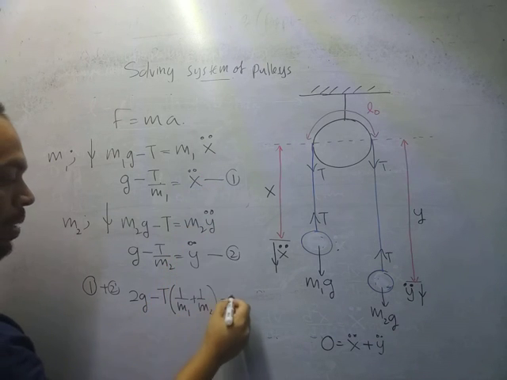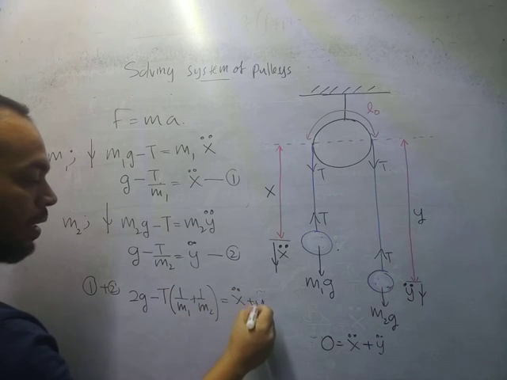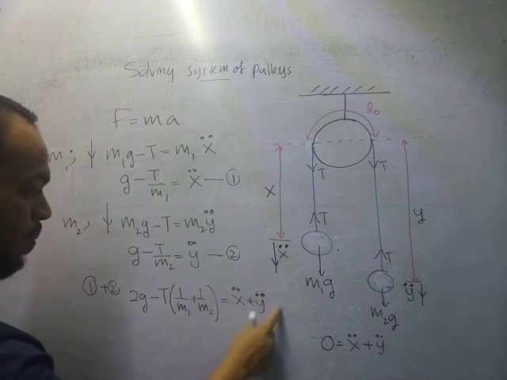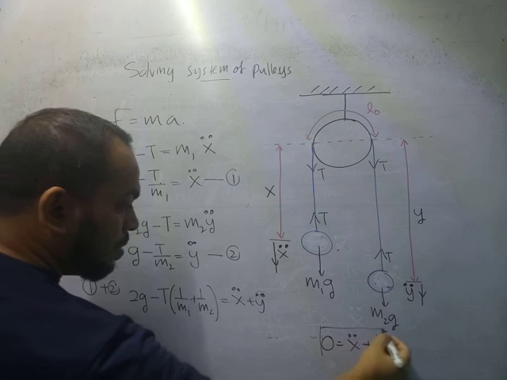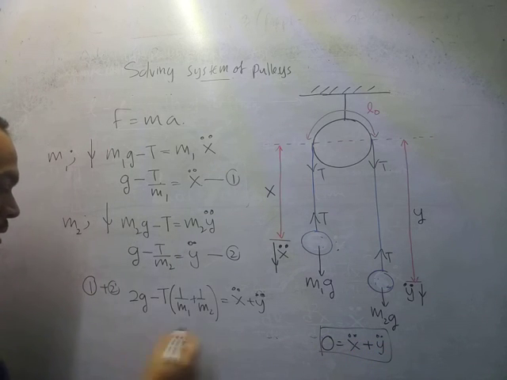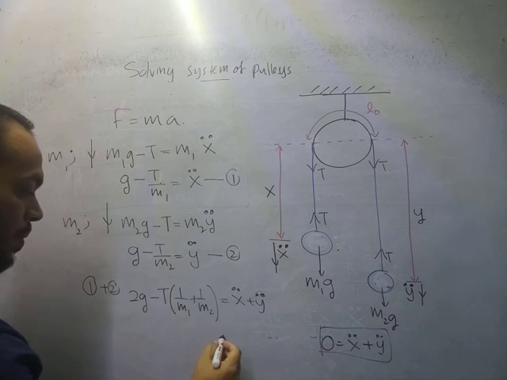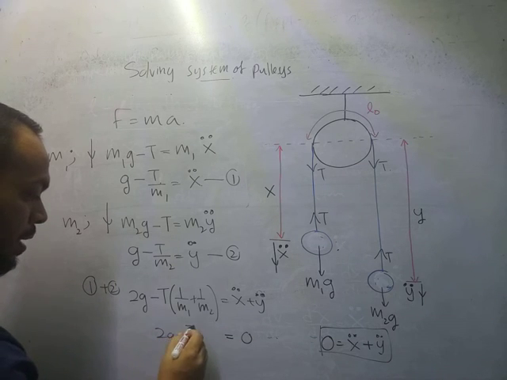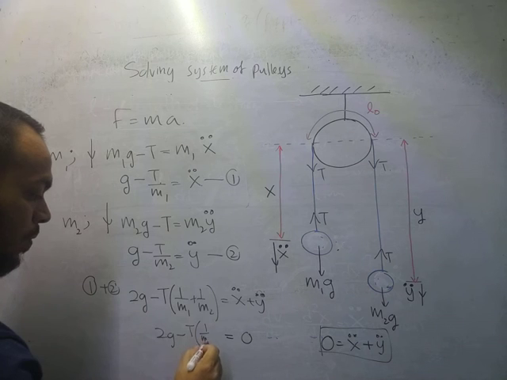On this side we have x double dot plus y double dot. Right. So this part is 0. We found it out, we determined this already. So this part is 0. 0 equals 2g minus T times 1 over m1 plus 1 over m2.